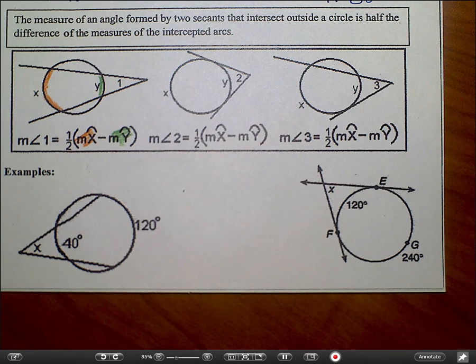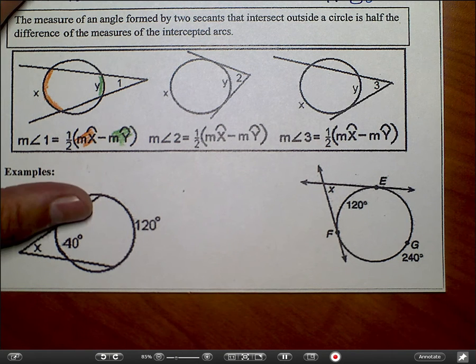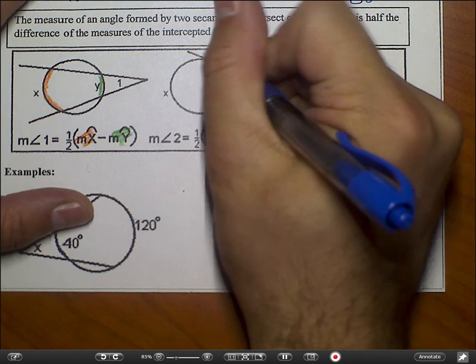All right, so now let's look at the next one. What types of lines do we have here? Secant lines. They're secant lines. These next ones are going to be tangent. Why are they tangent? Because they only touch at one point.